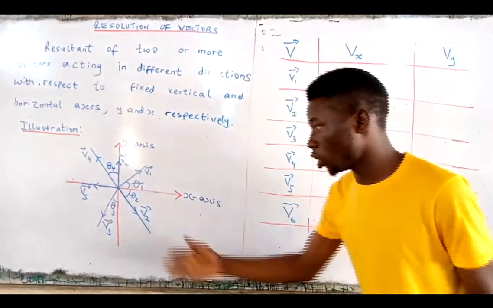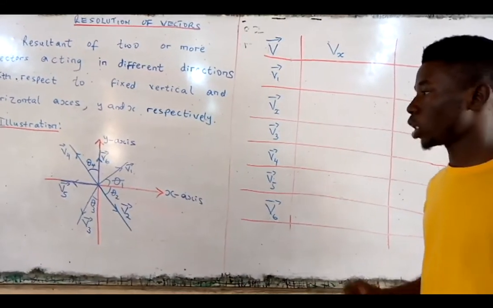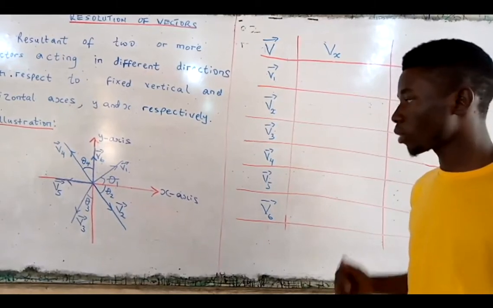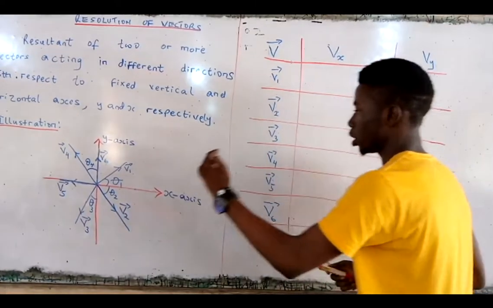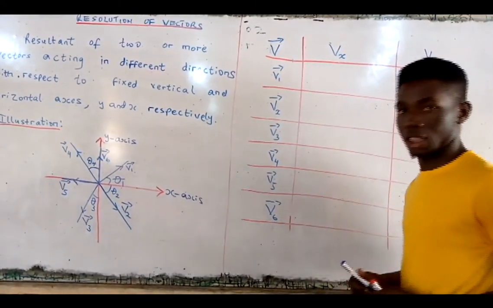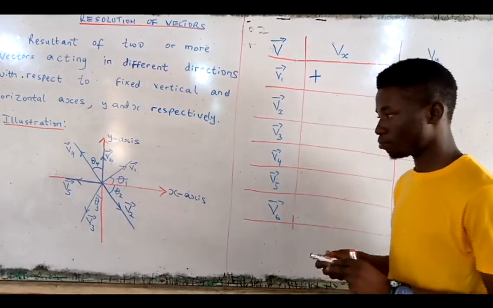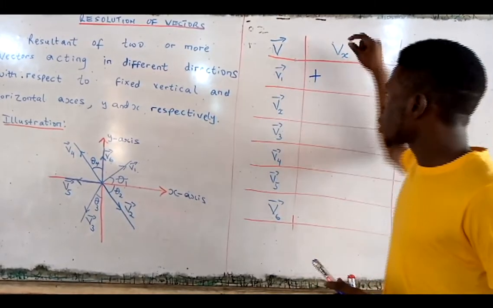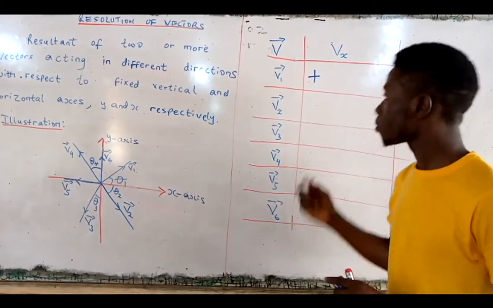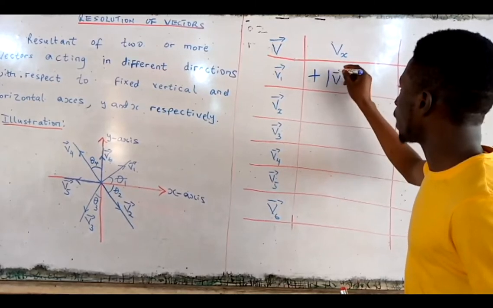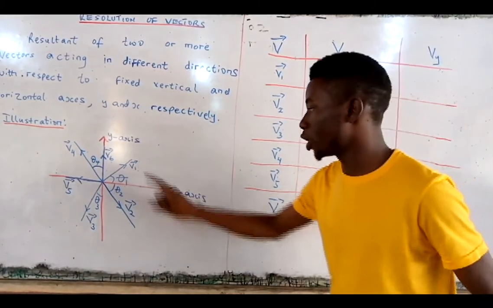Now, let us illustrate the action of each vector with this table. Starting from vector v1, I want to resolve vector v1 with respect to the x-axis. Don't forget I said already that vector v1 is going to have a positive value. So permit me to write the plus sign. Now, considering the x-axis, the next thing I need to consider is the magnitude of vector v1, which I will write this way.